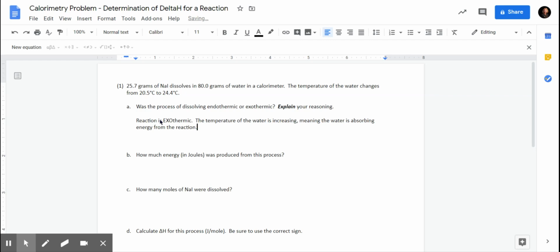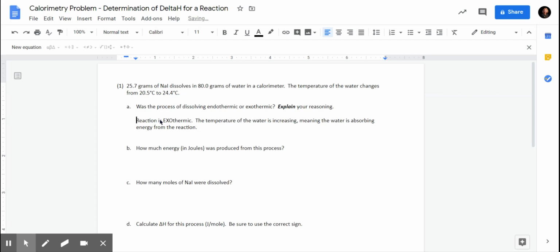So with this in mind, we know that our delta H value is going to have to be negative. But before we can calculate what the delta H is going to be, we need to know how much energy the water is absorbing. So to calculate that, we use our formula for Q, where Q is equal to the mass of the water times the specific heat capacity of the water times the change in the temperature. So just say dT.